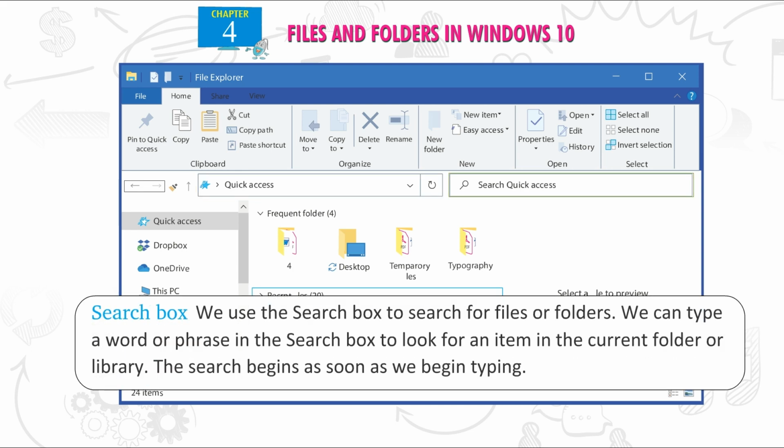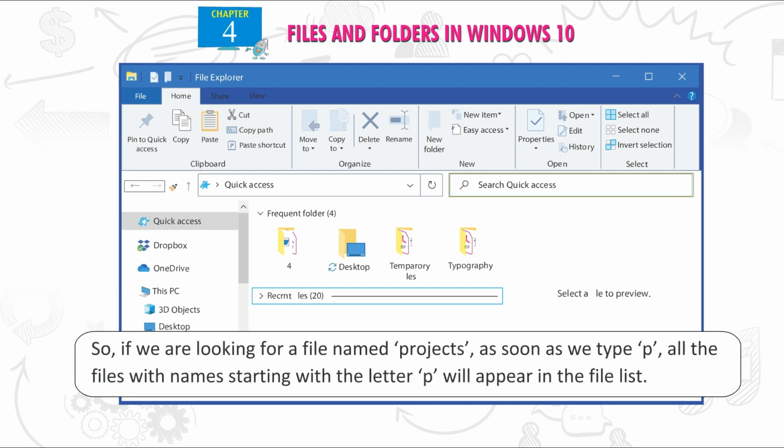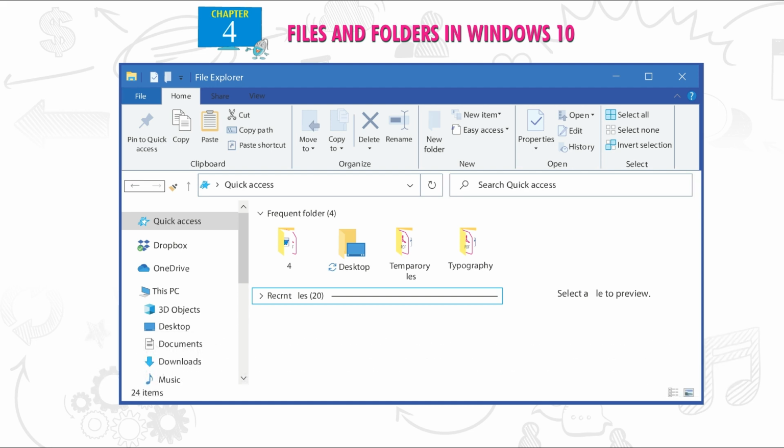Search box. We use the search box to search for files or folders. We can type a word or phrase in the search box to look for an item in the current folder or library. The search begins as soon as we begin typing. So, if we are looking for a file named projects, as soon as we type P, all the files with names starting with the letter P will appear in the file list.